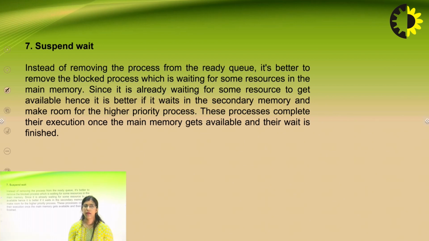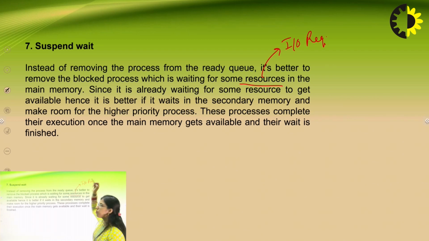Last one is suspend wait. Instead of removing the process from the ready queue, it's better to remove the blocked process which is waiting for some resource in the main memory. Resource here is some IO request. The process has some IO request and this request is not fulfilled at that particular time, or this process has to wait for some time to get its request fulfilled.